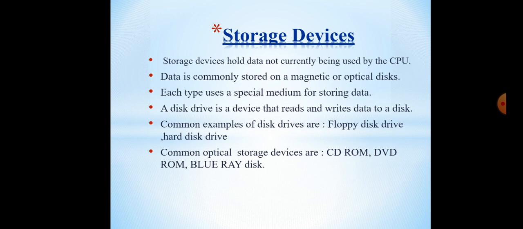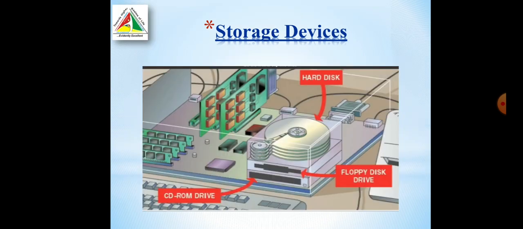A disk drive is a device that reads and writes data to a disk. Common examples of disk drives are floppy disk drive and hard disk drive. Common optical storage devices are CD-ROM, DVD-ROM, and Blu-ray disc. These are very common these days. These are the look of some storage devices inside the computer.